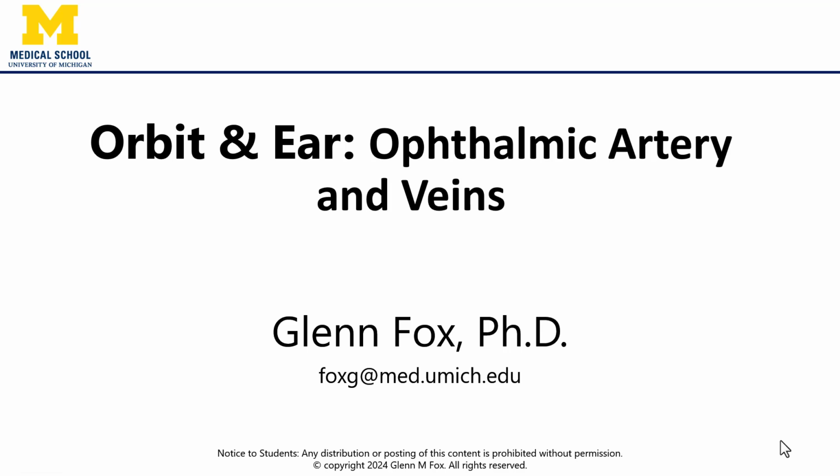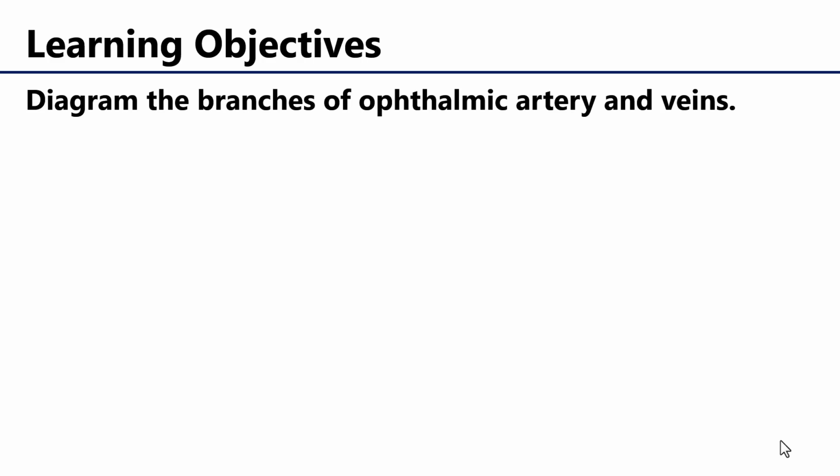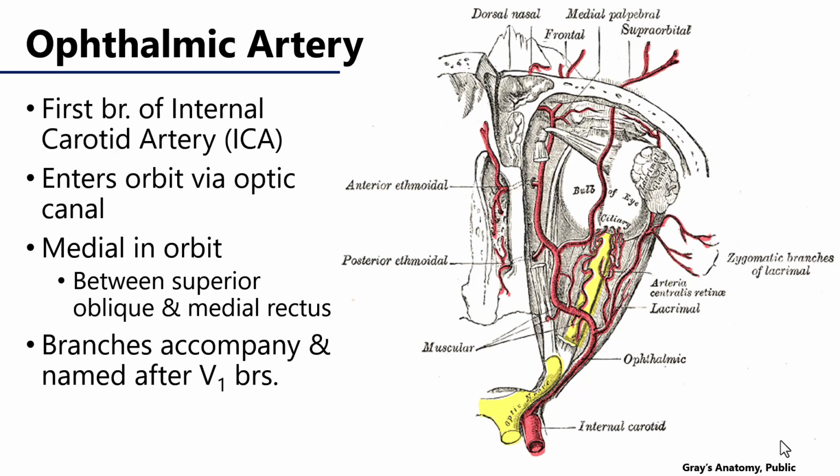Hi, this is Dr. Fox, and let's talk about the ophthalmic artery and veins. In this video, we'll diagram the branches of the vasculature that serves the orbit, namely the ophthalmic artery and veins. Let's start with the artery.